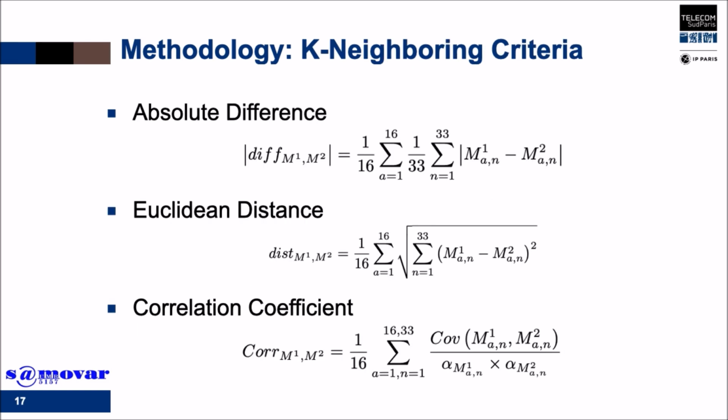Since we have our data cleaned and preprocessed, now to build the k-nearest neighbors model, we need to choose first the neighboring criteria, then the number of k values. So let's consider two samples, M1 and M2. Each represents the magnitude values of the 16 antennas over the 33 equidistant subcarriers along the polynomial fitted line. We propose three closeness criteria. First, the absolute difference, then the Euclidean distance, and finally the correlation coefficient.